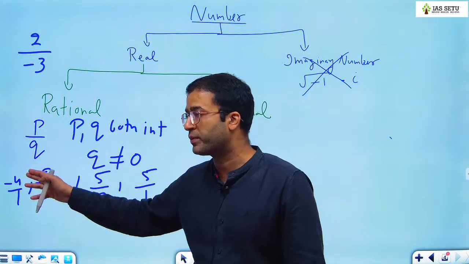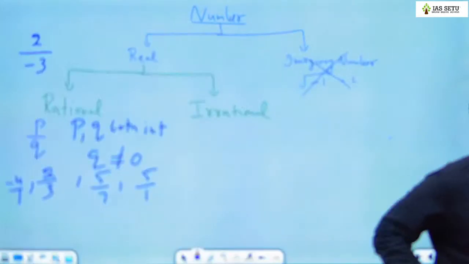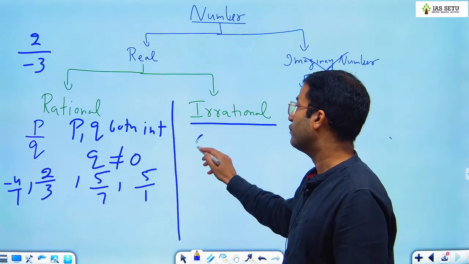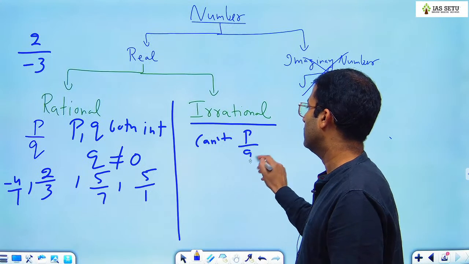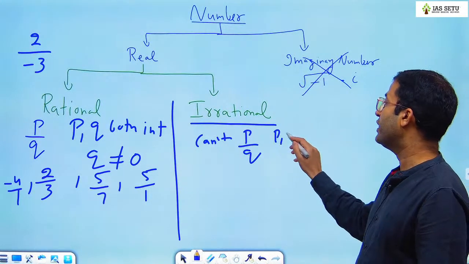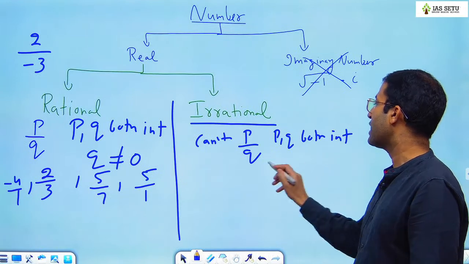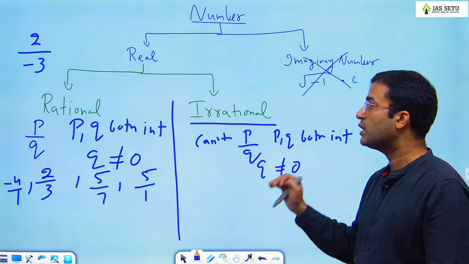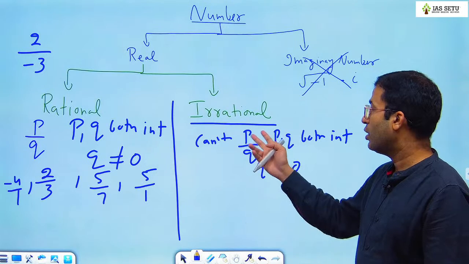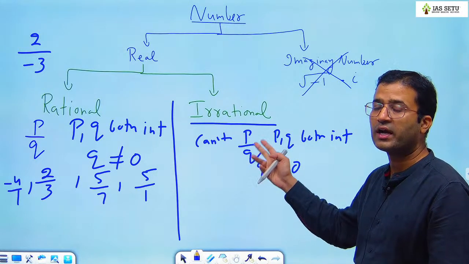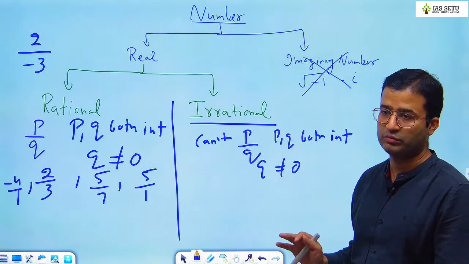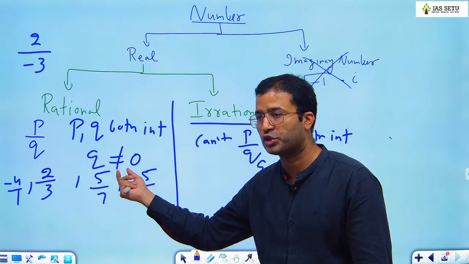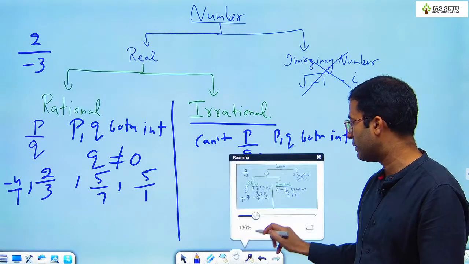Here we express in the form of P by Q, where P and Q both are integers, but Q cannot be 0. Whereas an irrational number, here we cannot express it in the form of P by Q, where P and Q both are integers and Q is not equal to 0. The idea here, when you check the definition like this, is that out of either numerator or denominator, any one is not an integer, or both are not integers. When both are integers, it is rational, except Q equal to 0. But in this case, I will give you an example, then you can understand.